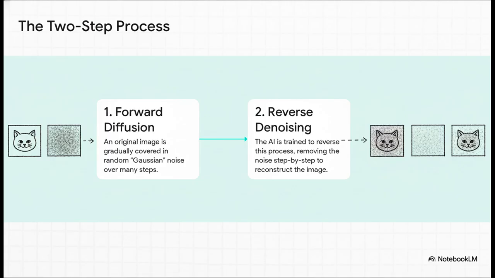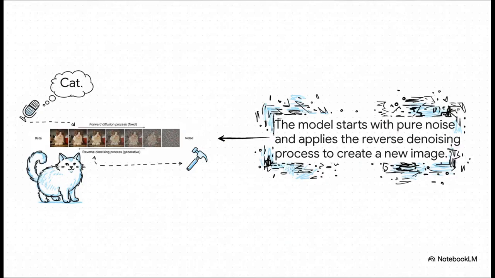Then comes step two, reverse denoising. This is the learning phase. The AI's entire job is to look at that noisy mess and figure out how to take just one small step back, how to remove just a tiny bit of that noise to make it look a little more like the original cat. And it does this millions and millions of times. And after all that training, what do you get? You get an AI that's an absolute master at reversing the noise.